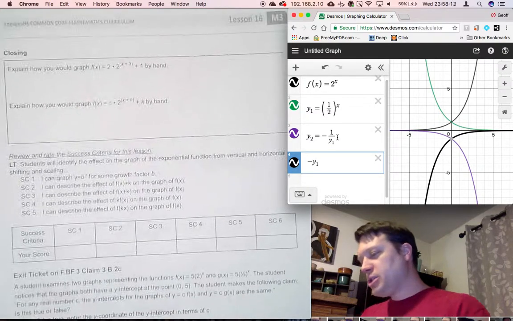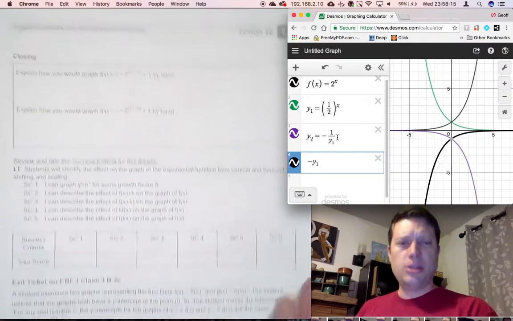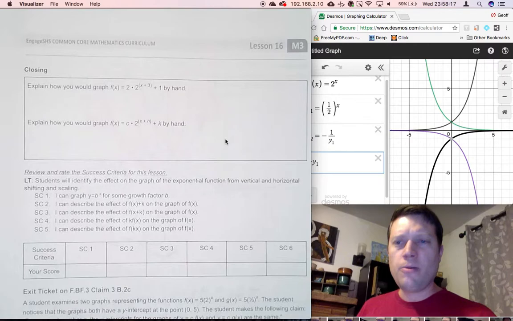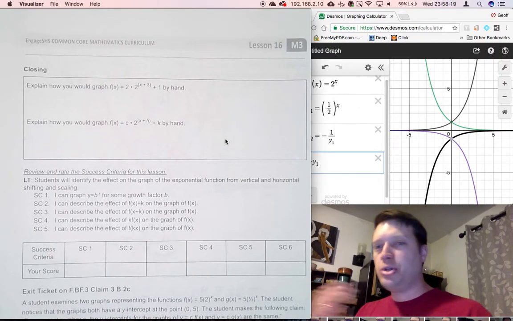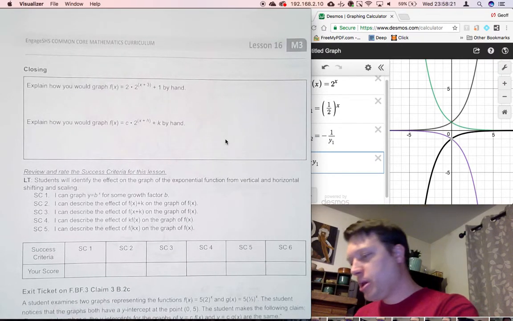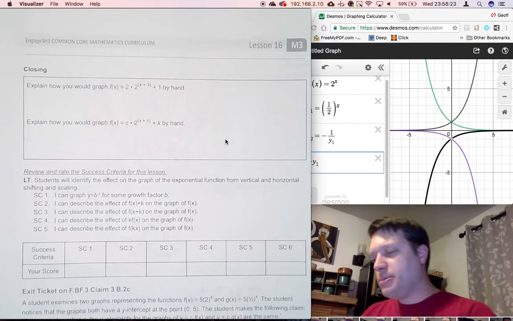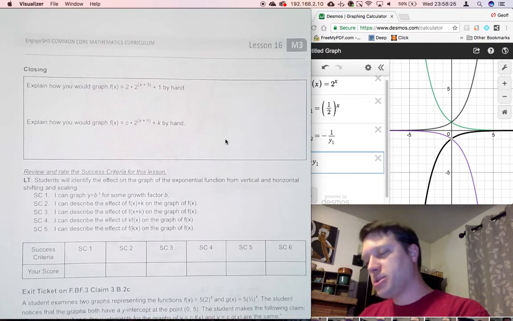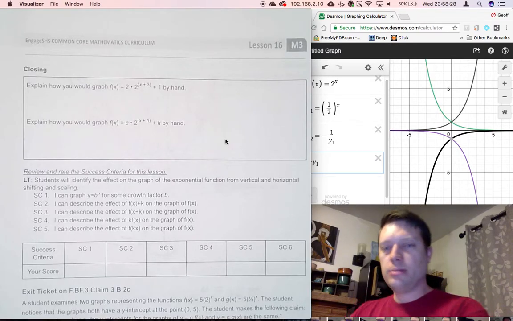Okay, I'm on the last page of the lesson. This will be the last couple of minutes of this video before I stop and direct you to go to the next part of lesson 16. Explain how you would graph 2 times 2 to the power of x plus 3, plus 1 by hand.